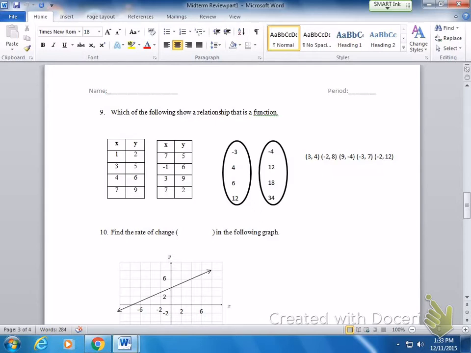function? We've got a couple of different representations here, but what you need to remember is that if you have an x value that repeats and has different y values, it cannot be a function. You can't plug in an x and get out 2 different values.